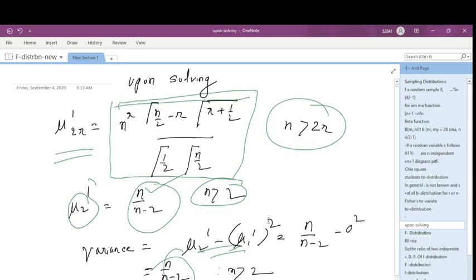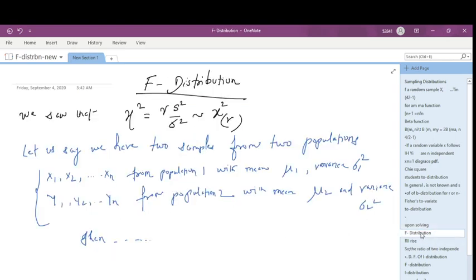Let us go to the other one. For the F distribution, the Fisher distribution, we saw that chi squared is equal to the degrees of freedom times the variance of the sample divided by the variance of the population. It is a chi square distribution with degree of freedom mu. This is the chi square degree of freedom. Now we will use this to understand the Fisher distribution.